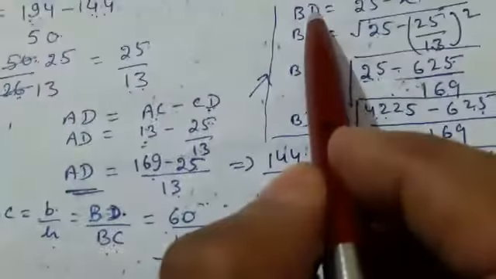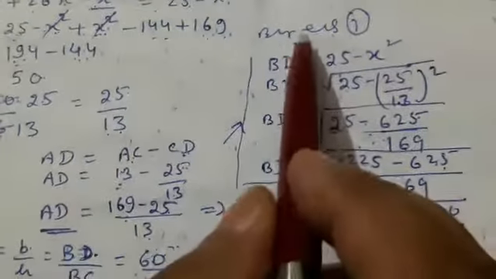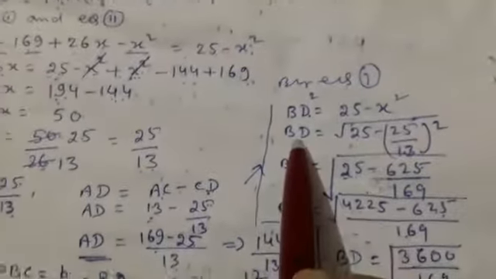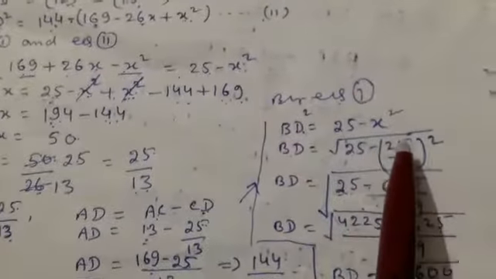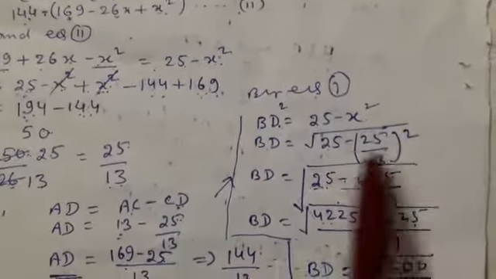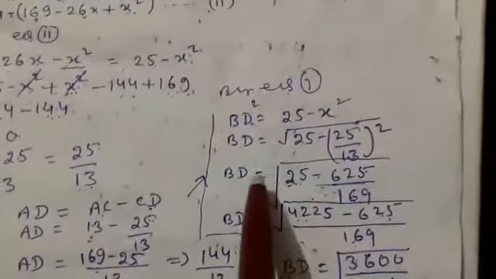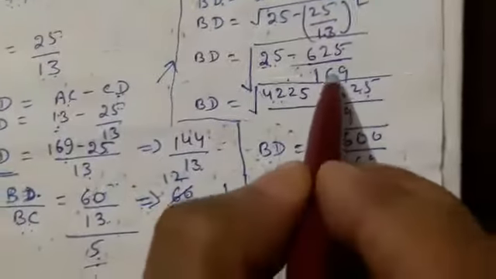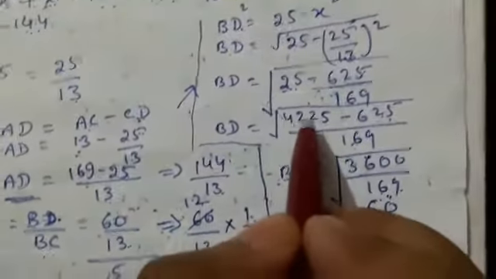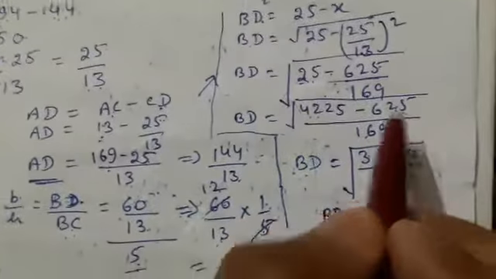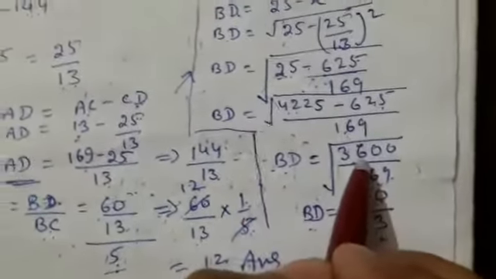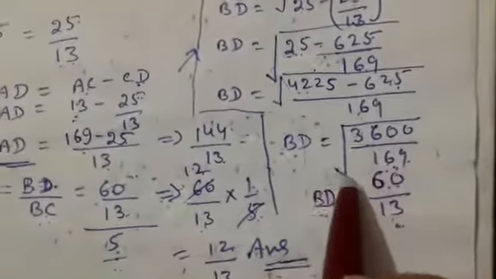Then we have to find out BD square. By equation 1, we have seen that BD square is equal to 25 minus x square. So BD is equal to root over 25 minus, the value of x is 25 by 13, whole square. So BD is equal to root over 25 minus 625 by 169. We'll take 169 as LCM here. So 169 into 25 is equal to 4225 minus 625. So after subtracting, we'll get 3600 upon 169, all under root.